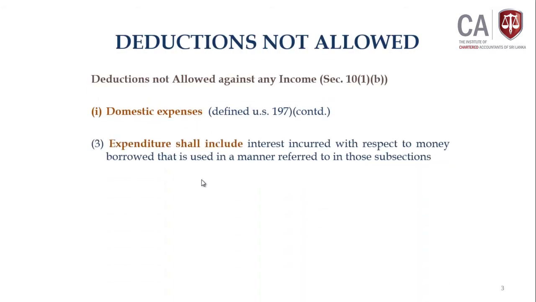Item 3. That expense shall include interest incurred by the person in borrowing the money for the relevant expenditure. So, in other words, the borrowing cost also. If you have taken a loan, borrowed money to incur the domestic expenses, the borrowing cost also becomes part of the domestic expenses. Okay.